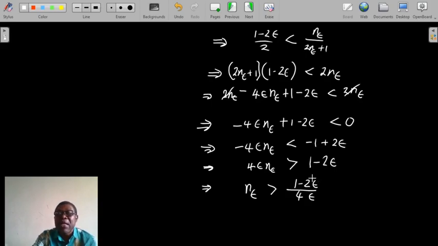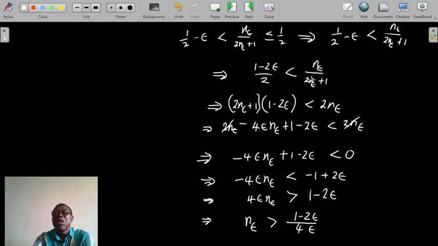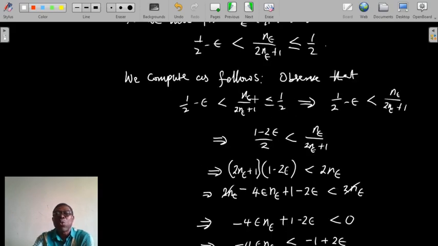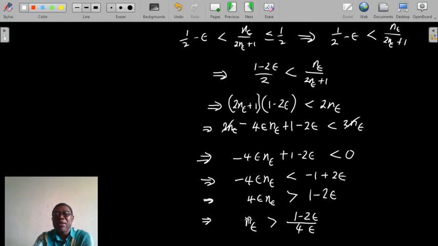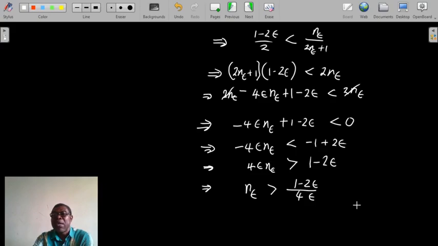So what this means is that whatever epsilon bigger than 0 is, whenever we evaluate this number, any natural number that is bigger than this number can serve as n epsilon. Any number that is bigger than this number can serve as n epsilon. And once you get that n epsilon and walk back, you will observe that this inequality will hold, which will eventually give us that this holds. So once we choose n epsilon bigger than (1 minus 2 epsilon) over 4 epsilon, then we are done.